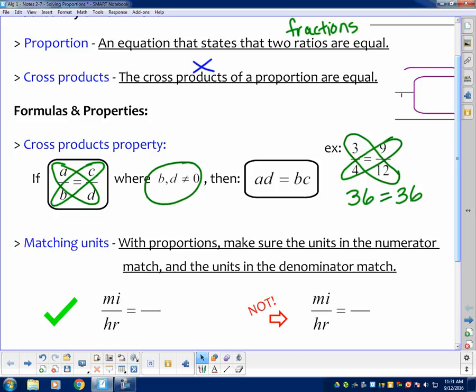Okay, matching units says we need to make sure the units in the numerator match and the units in the denominator match. So we need to make sure that top and bottom we have matching units. So if I say I'm going 5 miles, per means divide, right? 5 miles per hour. Then on my other proportion, I've got to be sure that I have miles on the top and hours on the bottom.